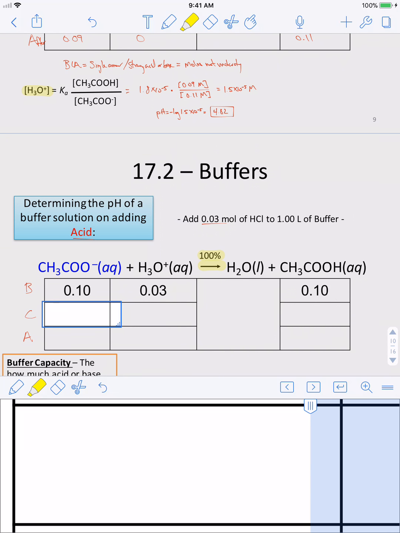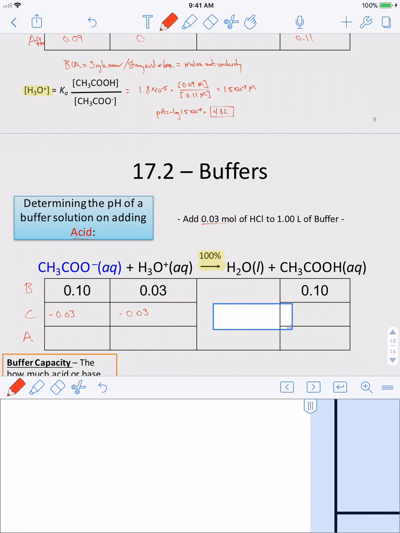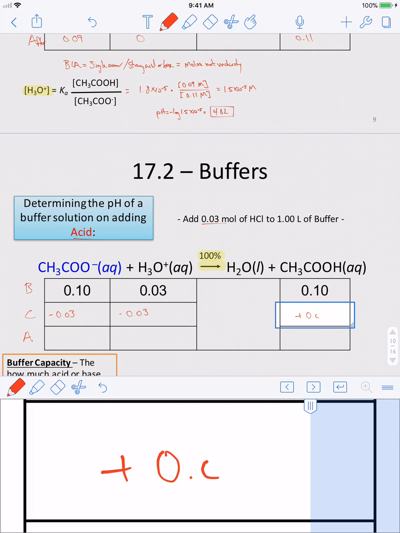All right, so I look here, and I'm going to figure out which one's going to be the limiting reagent. So between these two, H3O plus and acetate, which one's limiting? All right, H3O plus is limiting. So we have to subtract that one. We subtract it out until we fully utilize it all, and then we add it to this side.